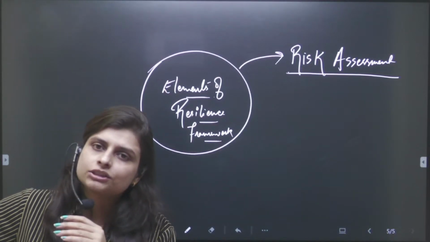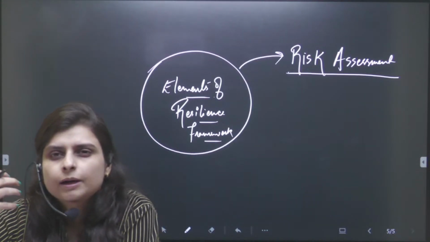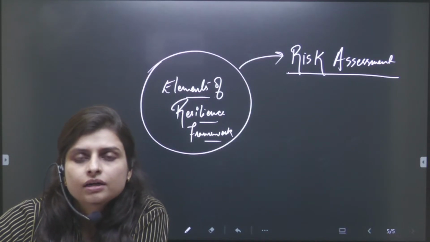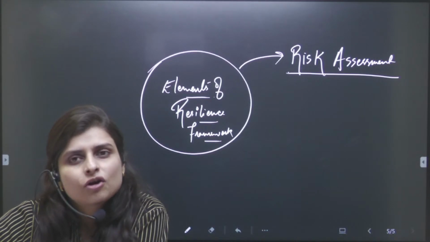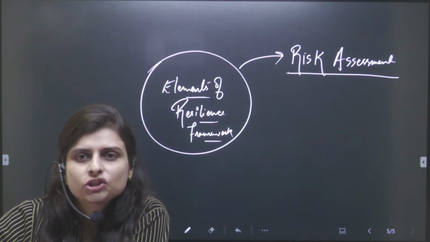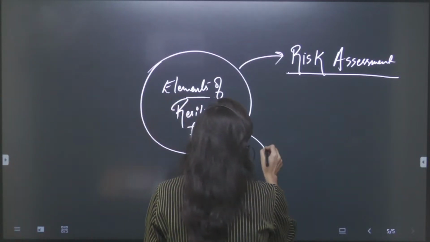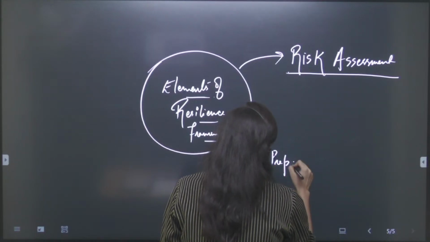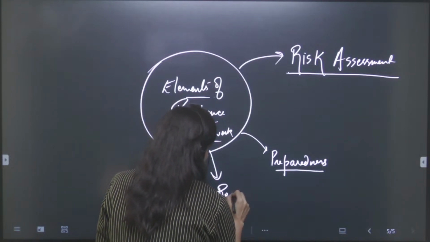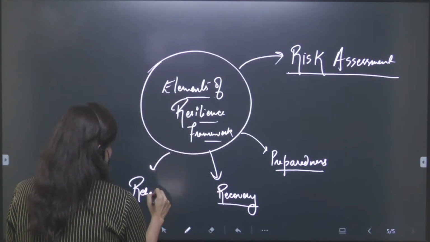For example, if there is one region of Mumbai where we know that flooding is any day going to occur, and at the same time we get the news that West Bengal is going to have a big cyclone, risk assessment tells us which area is more vulnerable to this risk. After knowing the risk assessment, again we have to go for preparedness. Then we have to think about recovery. Then we have to think about rehabilitation.